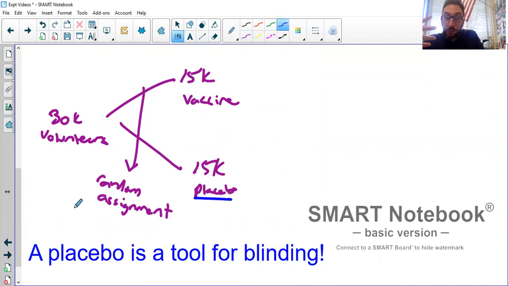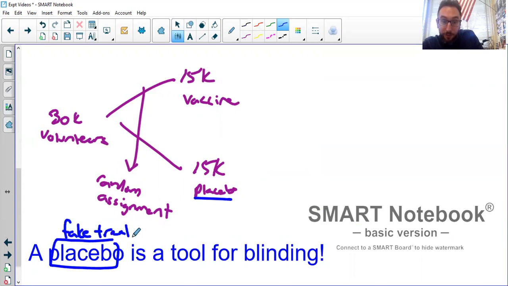And I get that because the placebo, right, the group that receives the placebo is the control group. But really, a placebo is just a fake treatment of some kind. So in this case, some people are going to get a shot in the arm that's the actual COVID vaccine. Some people are going to get a shot in the arm that's fake. I don't know, whatever's safe to inject into a human that does nothing.